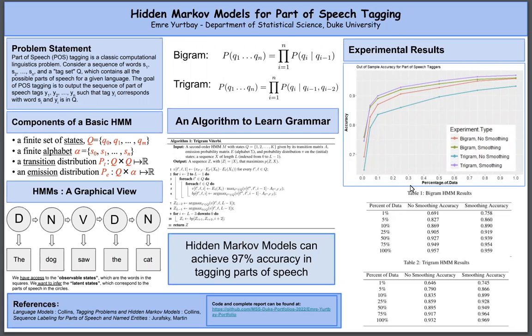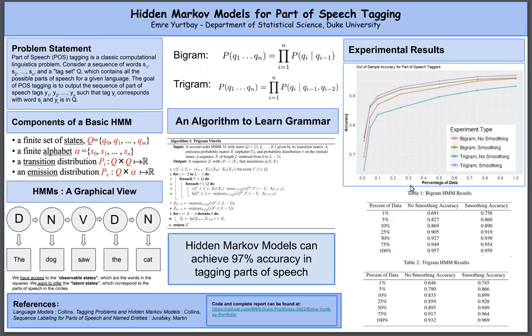HMMs require that there exists some observable process whose outcomes are influenced by the outcomes of some unobservable process. So to make this more concrete, in our example, the observable process may be the sequence of words that make up a sentence. We see those and we know what those are. The unobserved process is the sequence of parts of speech. We do not see the parts of speech directly. They are the latent or hidden states that we're ultimately trying to recover.